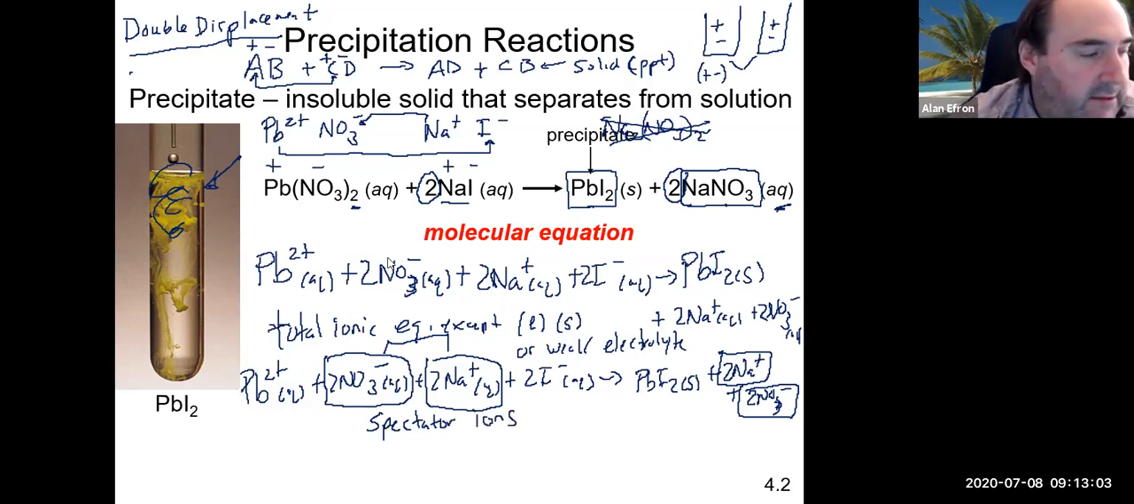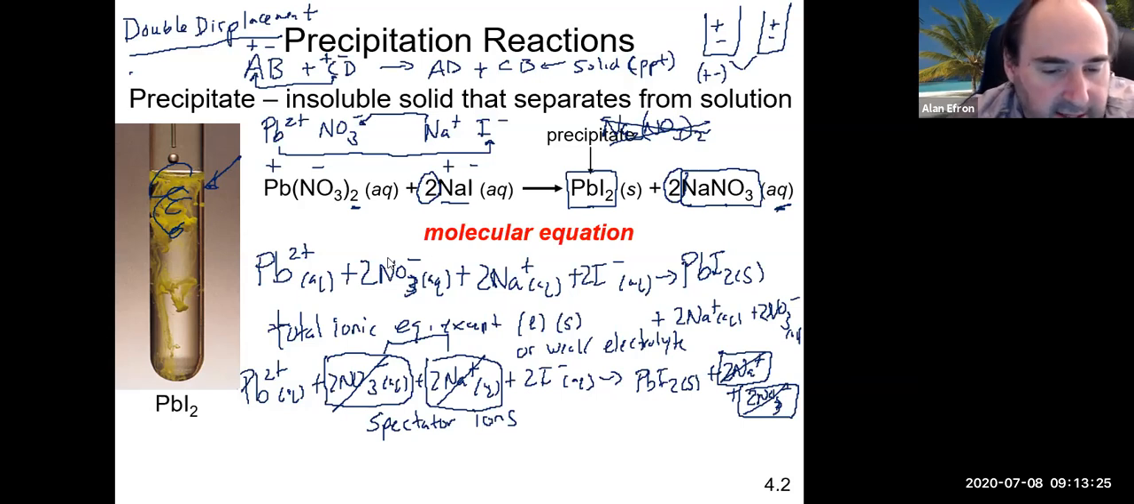And spectator ions, much like it sounds like, are just there to observe, right? If you're a spectator, you're just watching. And that's basically what happens with these ions. They're not really participating in the actual reaction that's taking place. And what we do with spectator ions is we cancel them out.